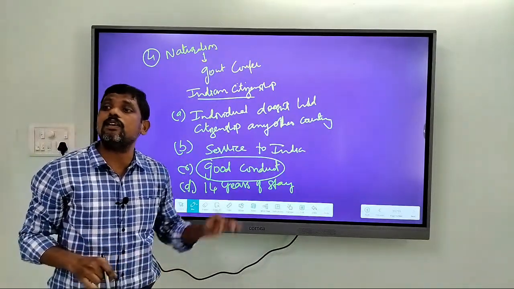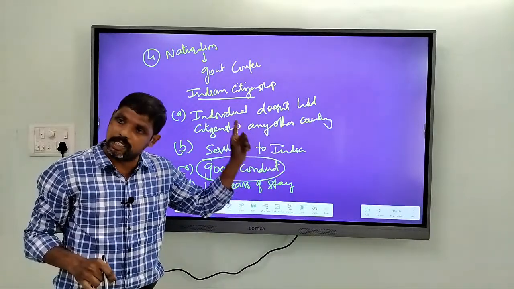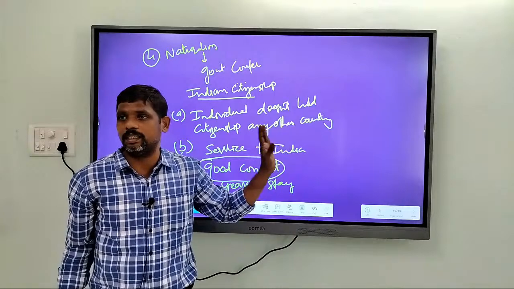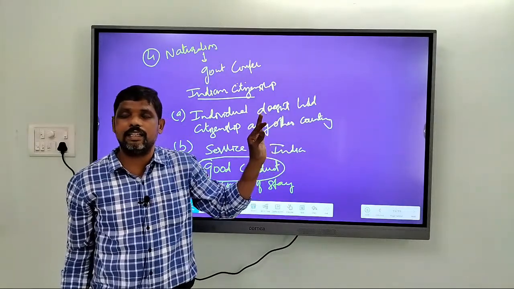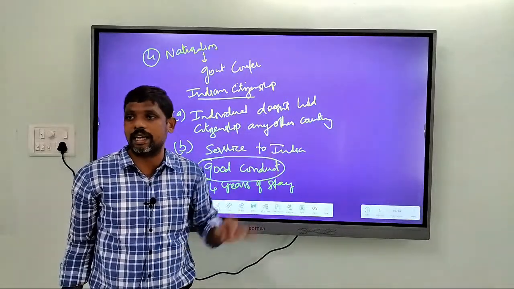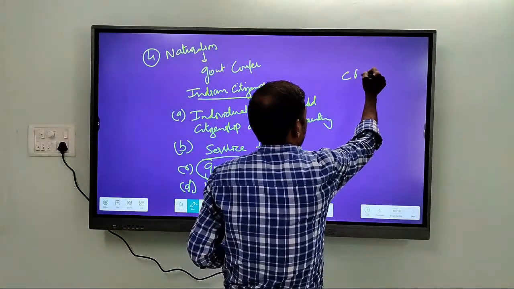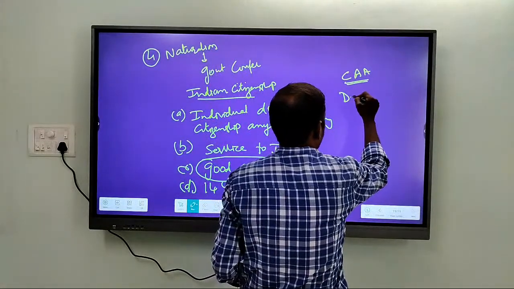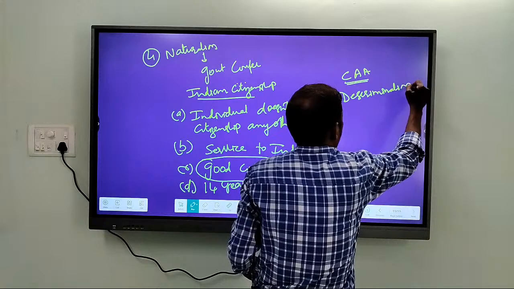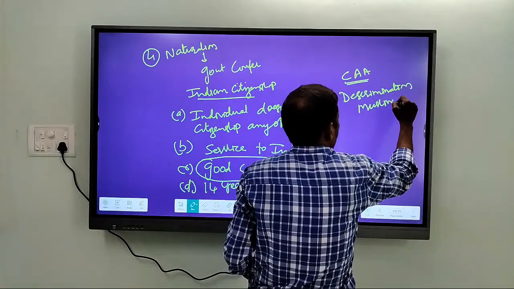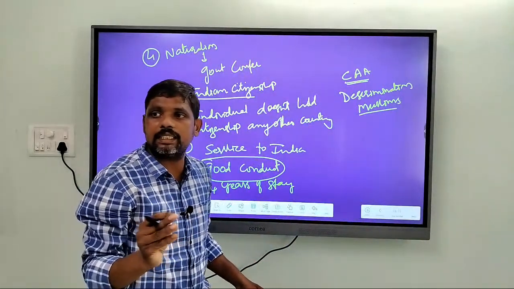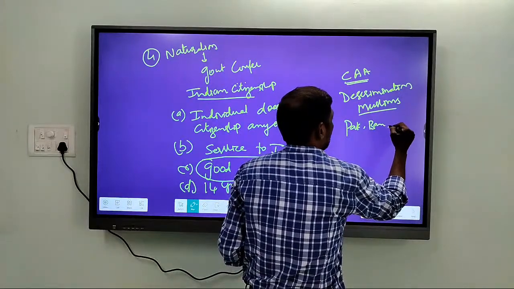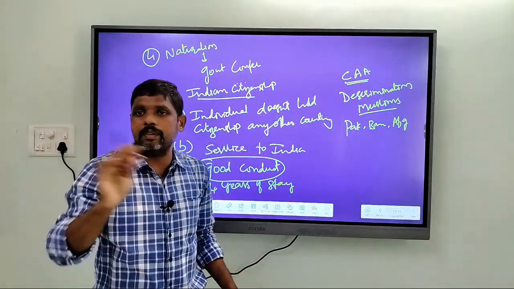Good conduct means the government of India should be satisfied that the individual's conduct is good. It is only then the government of India can give citizenship. So there was a criticism against discrimination in providing citizenship to illegal migrants. On the Citizenship Amendment Act, the biggest criticism is discrimination shown against Muslims of Pakistan, Bangladesh and Afghanistan.